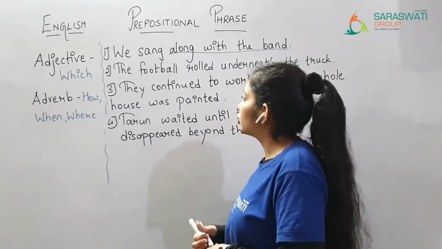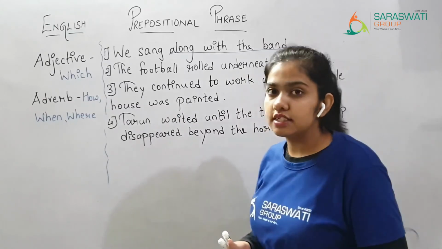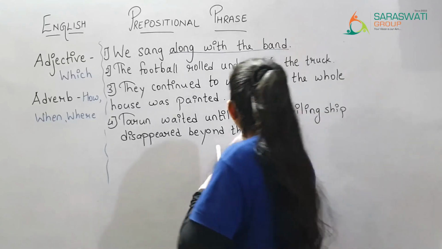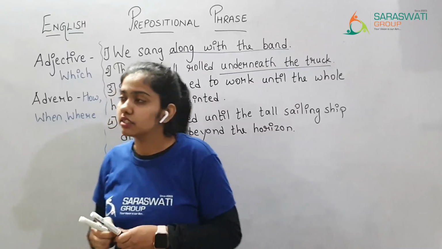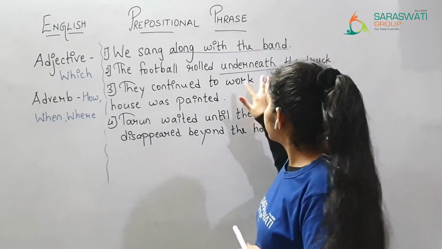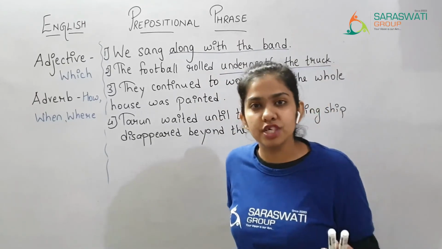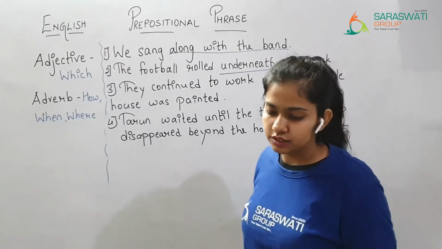Where the football rolled? So we got the answer: under. Under is the preposition, so underneath the truck is our prepositional phrase. It must have an object. If you say only the preposition, then it becomes the preposition only. But when some object is used with it, it becomes a prepositional phrase.